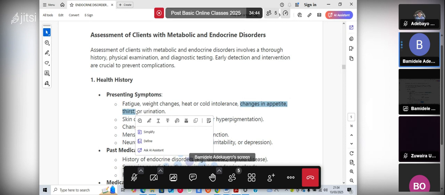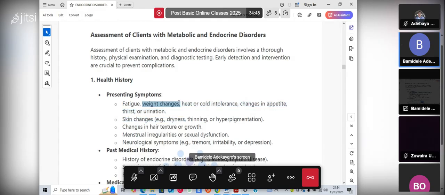That is why, because the metabolic rate is increased, the person is having weight loss. The person is using up more energy. The person is always hot because the basal metabolic rate is high. The person is eating more because energy needs to be replenished. The person is having increased thirst. Okay, so it gives you a clue that this person is probably having hyperthyroidism.